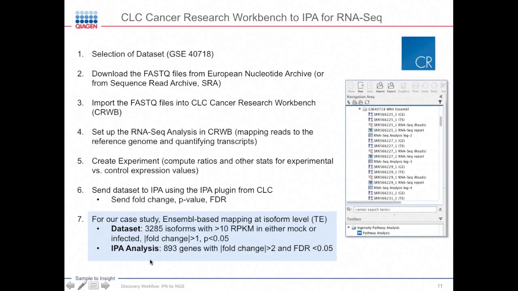And then at the IPA analysis level, you fold it to the gene level, and we filtered more strongly. So 893 genes passed an absolute fold change cutoff of greater than 2 and a false discovery rate of less than 0.05. So that's the 893 genes that went into the analysis. But we have the isoform level information in there as well, and I'll show you how you can use that in IPA. Some of that is among the newer features.